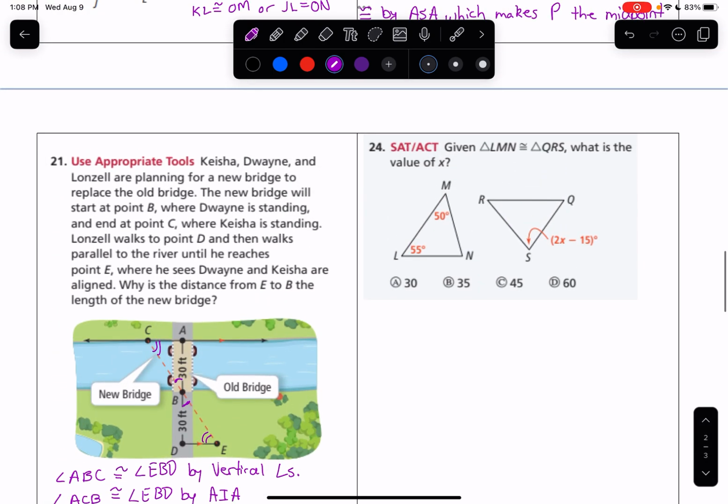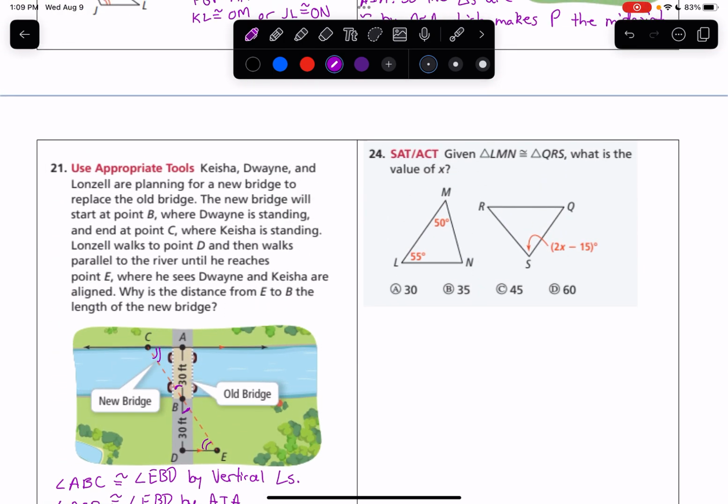Finally, given these two triangles, what is the value of x? If these two triangles are congruent, then 2x minus 15 is going to be corresponding. We've got to figure out which one S is corresponding to. S is the last letter, and N is the last letter, so we need to figure out what N is first. We do 180 minus 50 minus 55, which equals 75. So N is 75, and it corresponds to S.